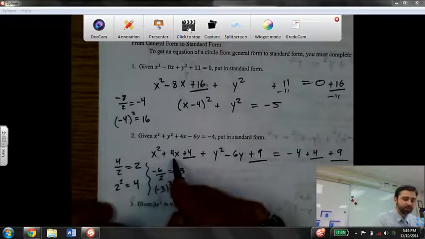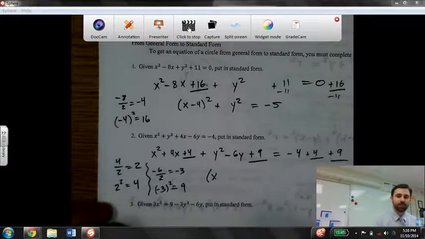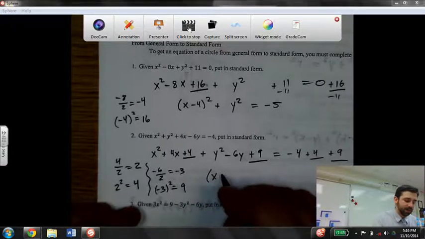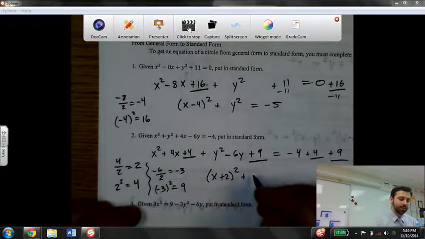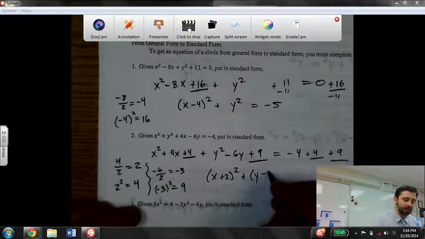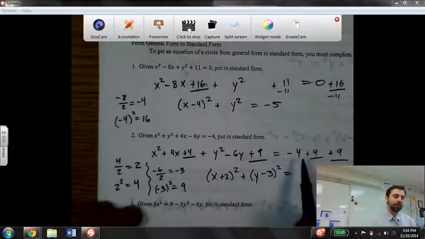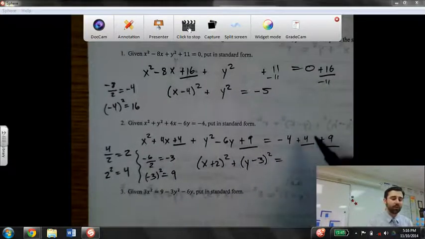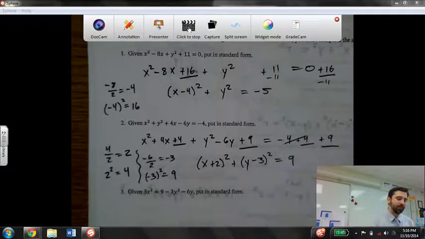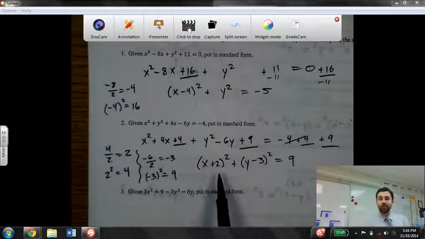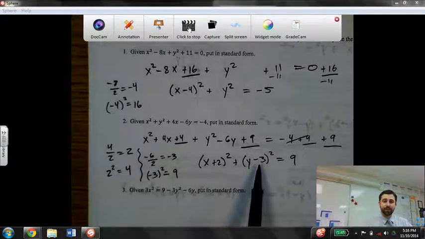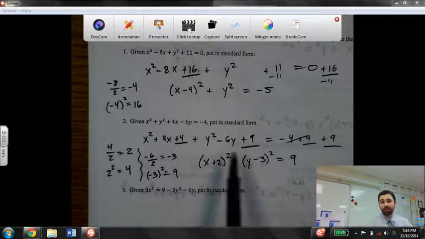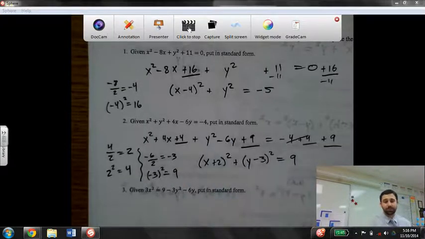X squared plus 4x plus 4 simplifies down to x plus 2 squared. And y squared minus 6y plus 9 simplifies down to y minus 3 squared. And then simplify the right-hand side. -4 plus 4 is 0, and 0 plus 9 gives me 9. Which shows that I have a circle whose center is at -2, positive 3, and a radius of 3. And I got that all from my standard form, which I got from completing the square.